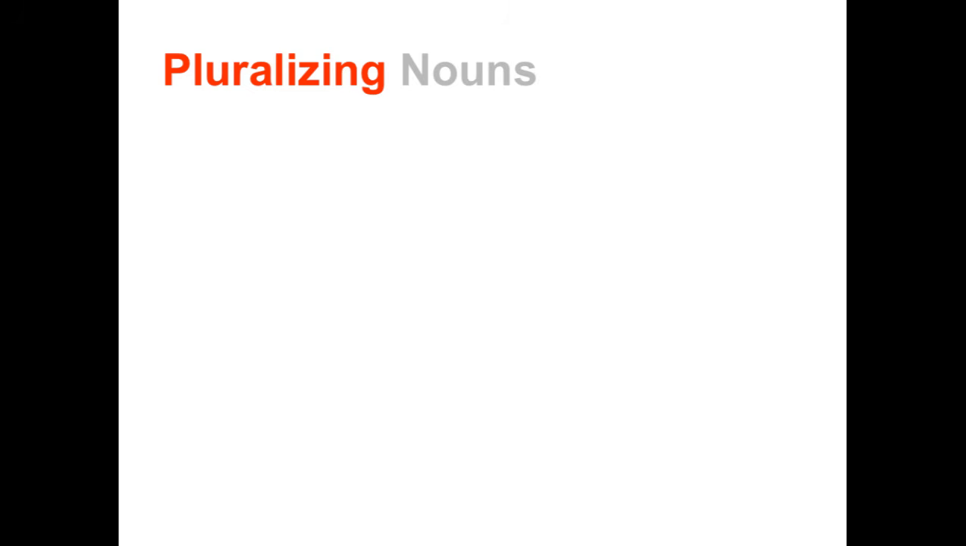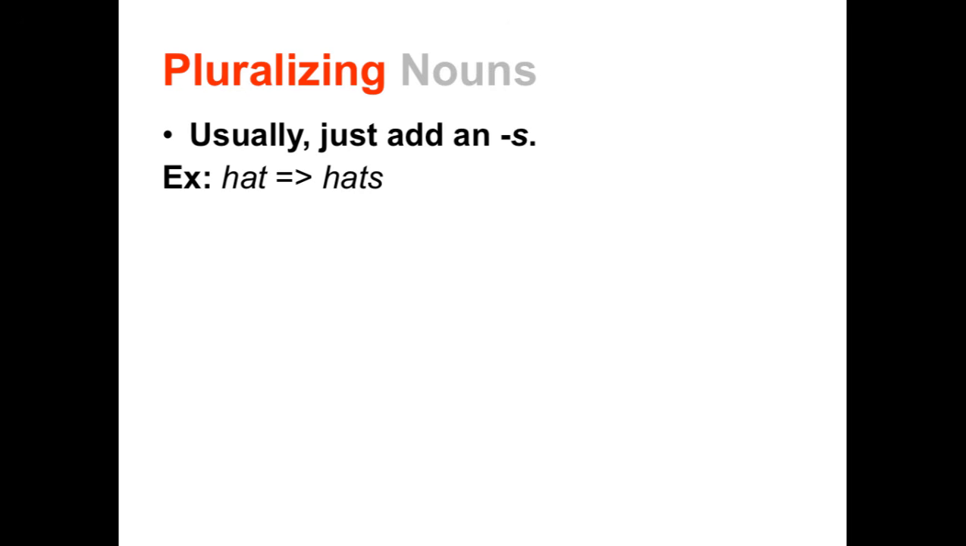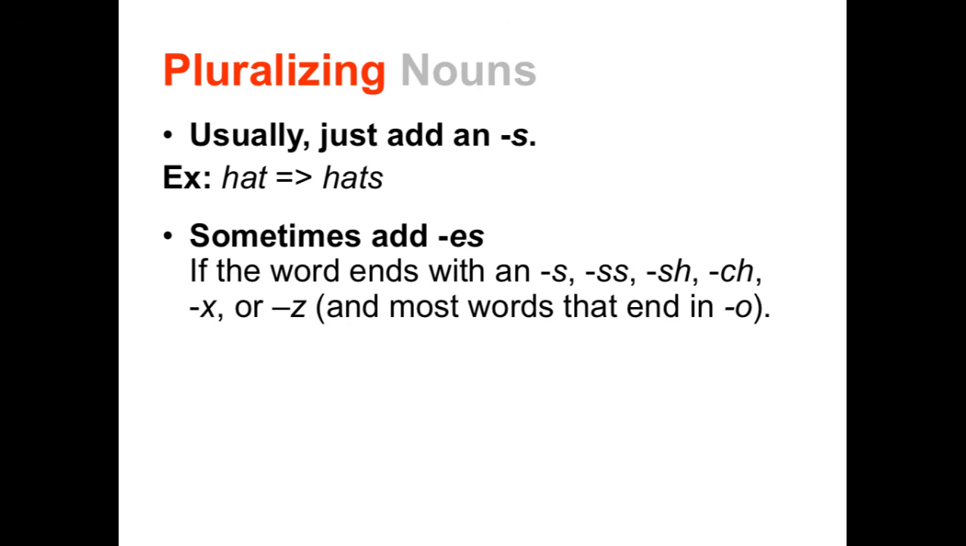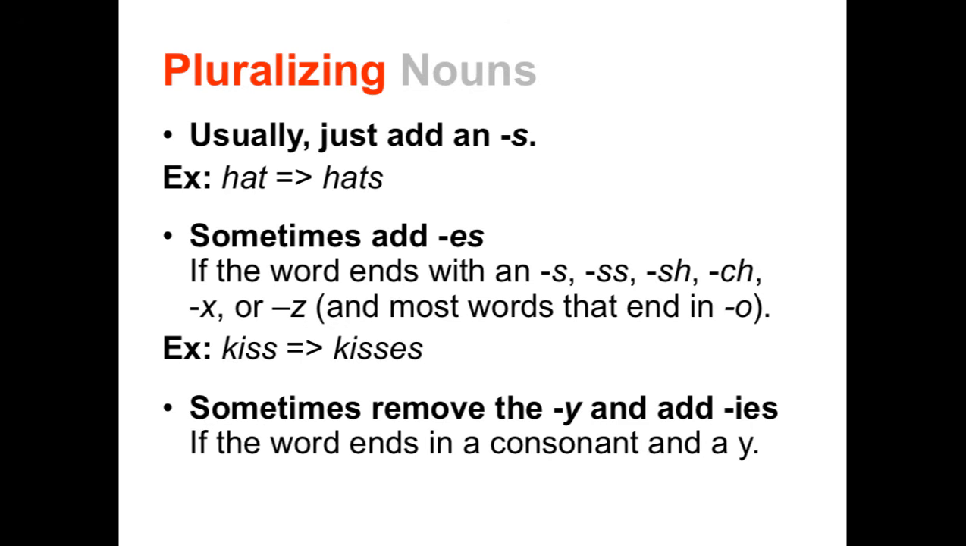And it's pretty straightforward usually. Usually we just add an S for most of the words in the English language. So like the word hat becomes the word hats. But sometimes we have to add an ES. And this would be if the word ends with an S, SS, SH, CH, X, or Z. And most words that end in O. So the word kiss, rather than adding a third S to it to pluralize it, we add an ES and it becomes kisses.